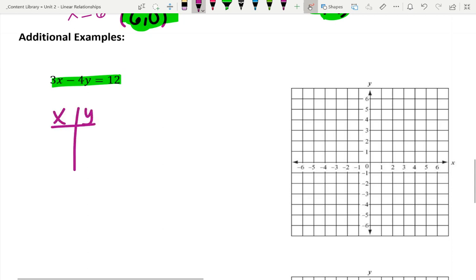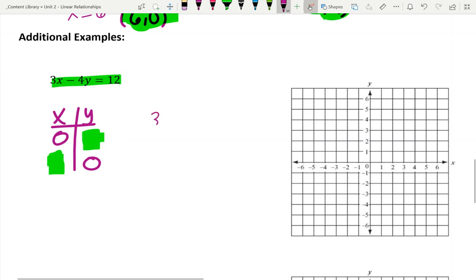X and Y. I'm going to put a 0 for one of the x's, and I'm going to put a 0 for the other y. So really, all I have left is to figure out what goes with each one of those. I've got just a missing spot to fill in. So I can do that.